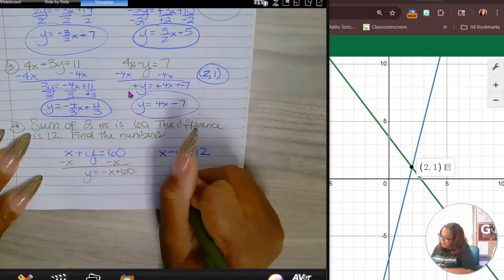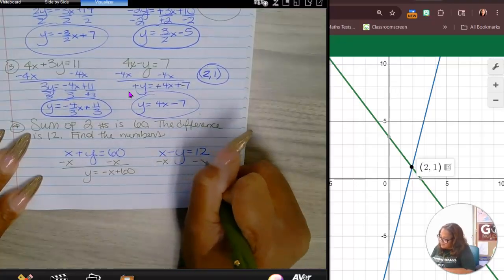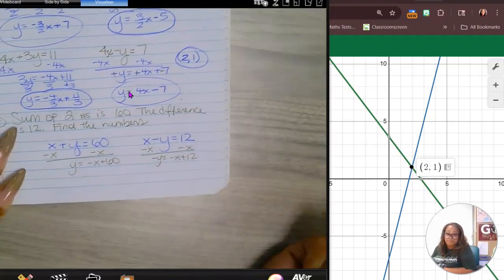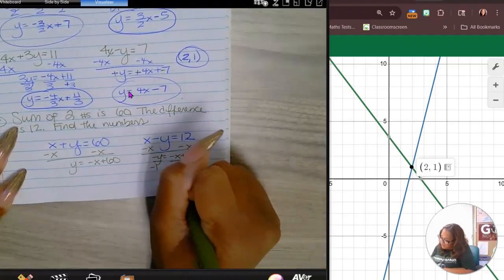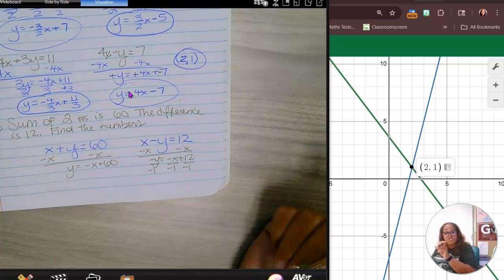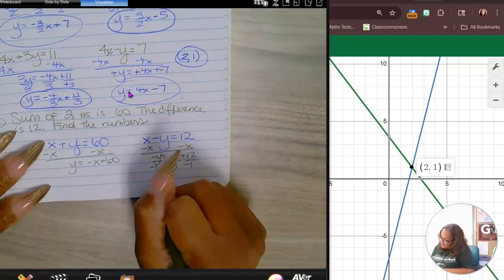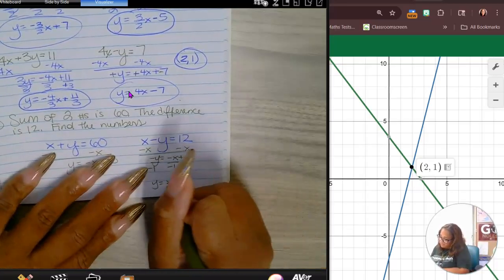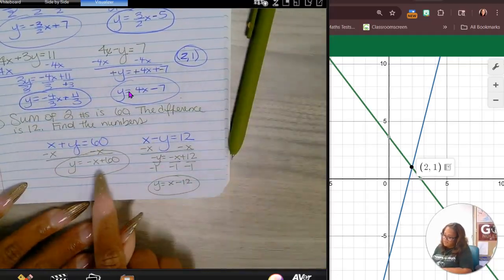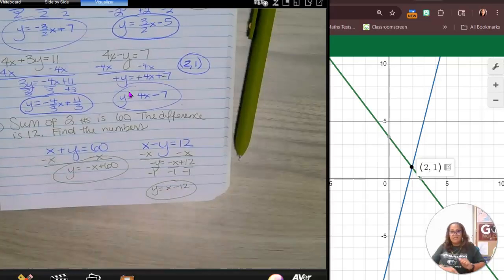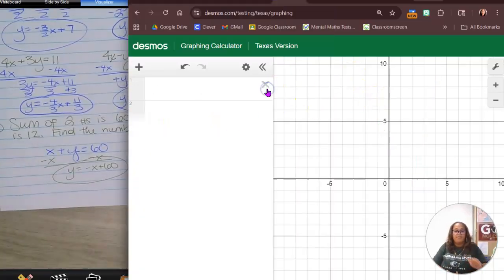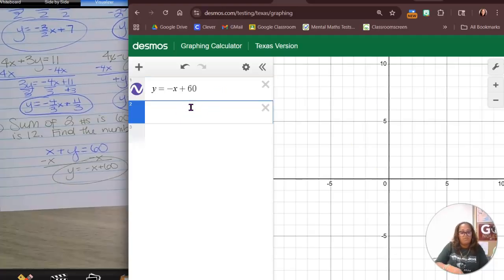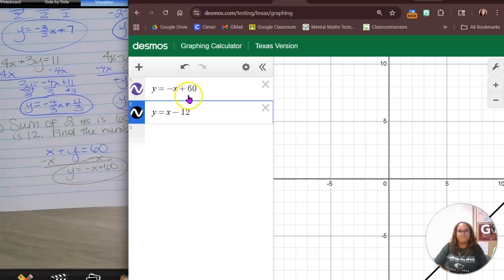Then over here, how about I do minus x, minus x. Negative y equals negative x plus 12. Divide by negative 1, divide by negative 1, divide by negative 1. Or just change everybody's sign. And this becomes positive y, positive x, negative 12. Y equals negative x plus 60, and y equals x minus 12.